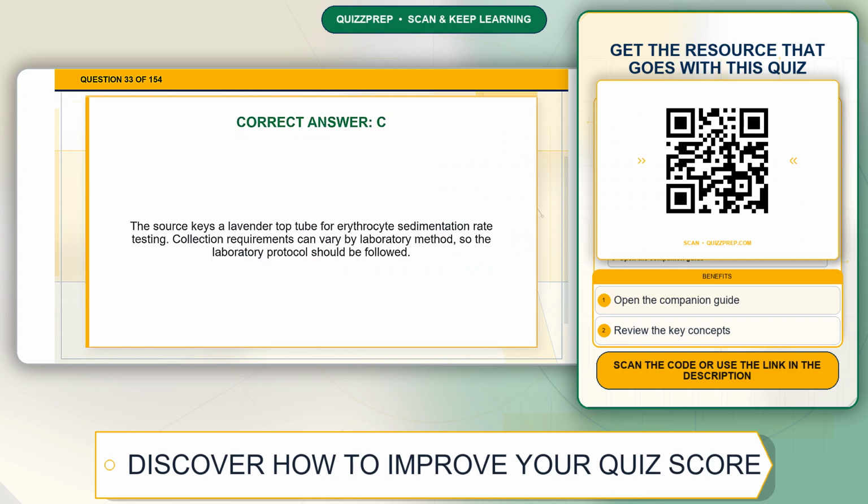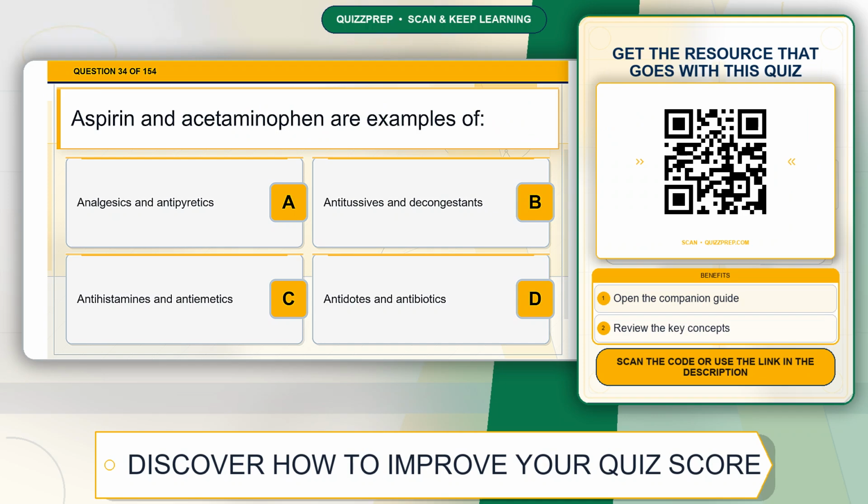Explanation. The source keys a lavender top tube for erythrocyte sedimentation rate testing. Collection requirements can vary by laboratory method, so the laboratory protocol should be followed. Question 34. Aspirin and acetaminophen are examples of.